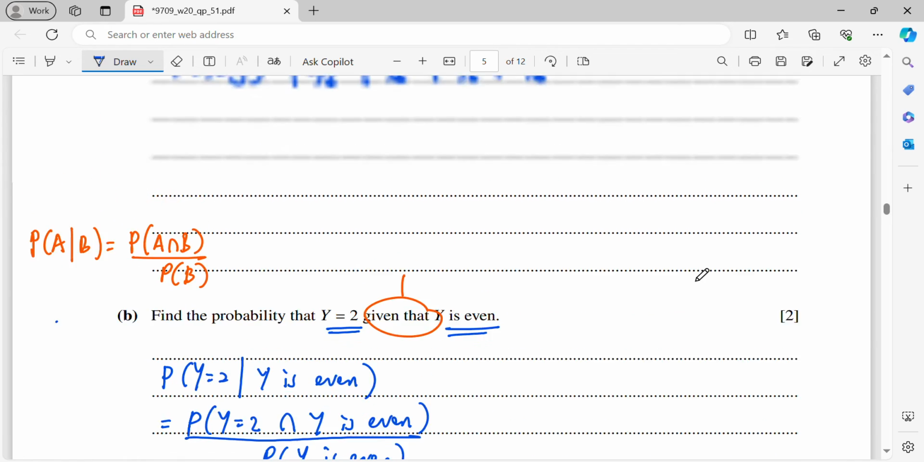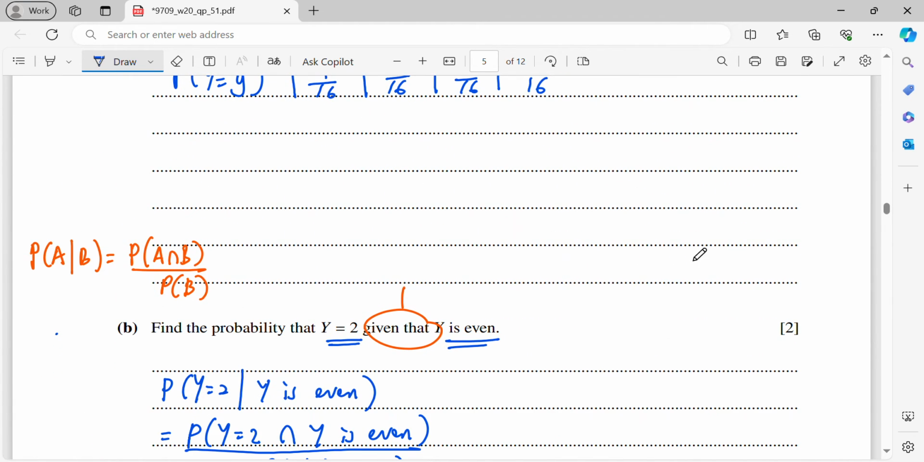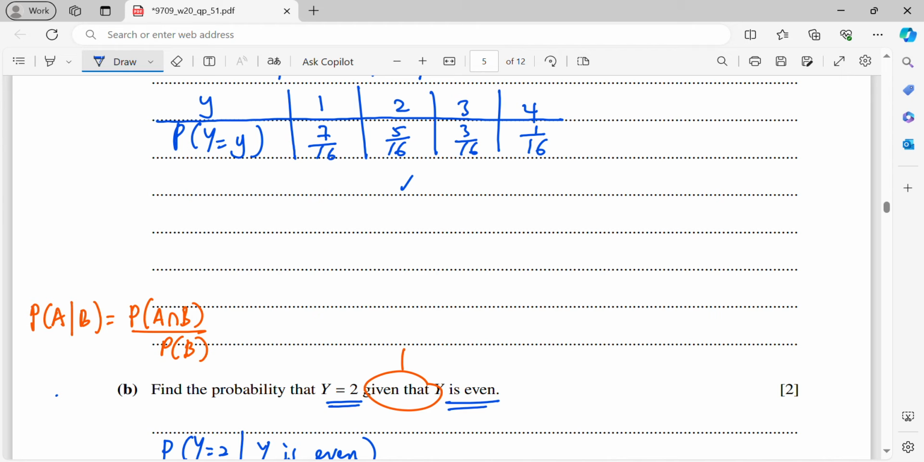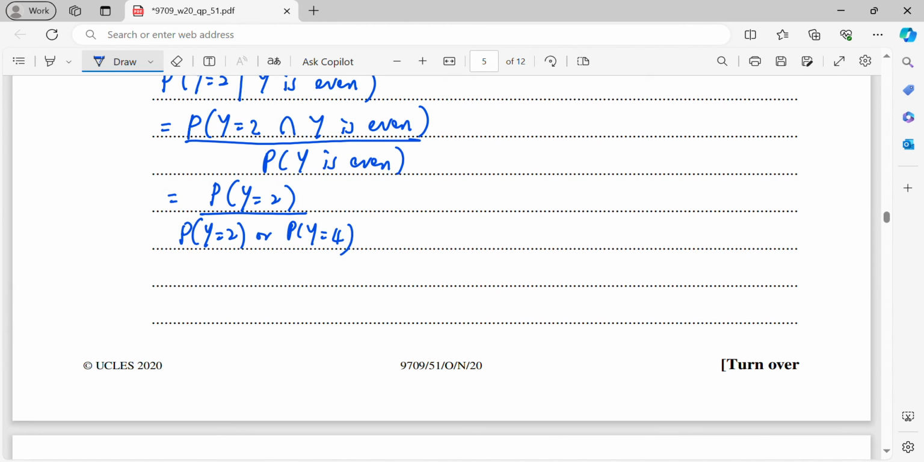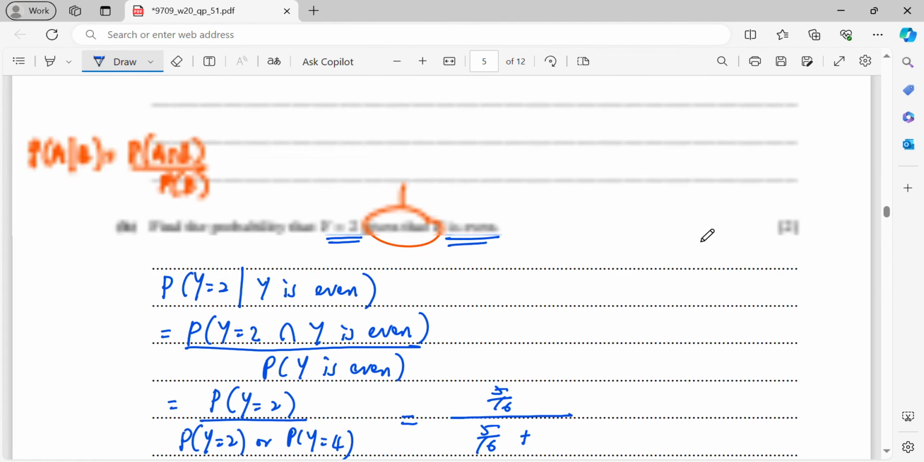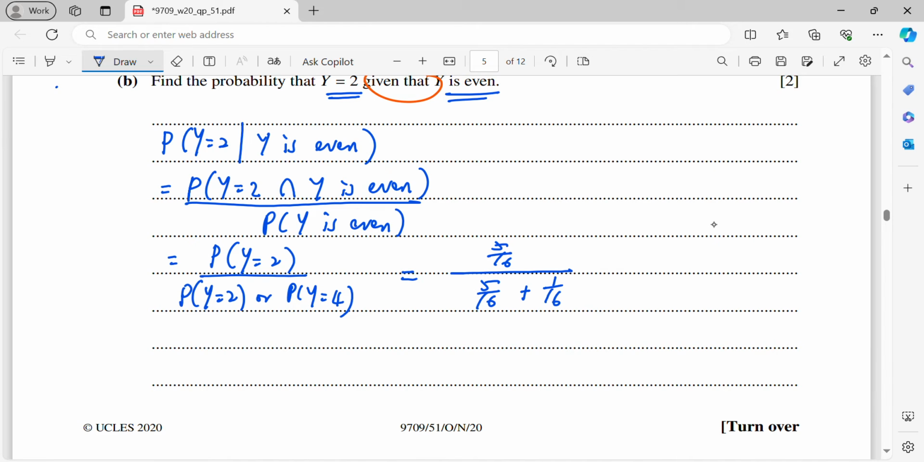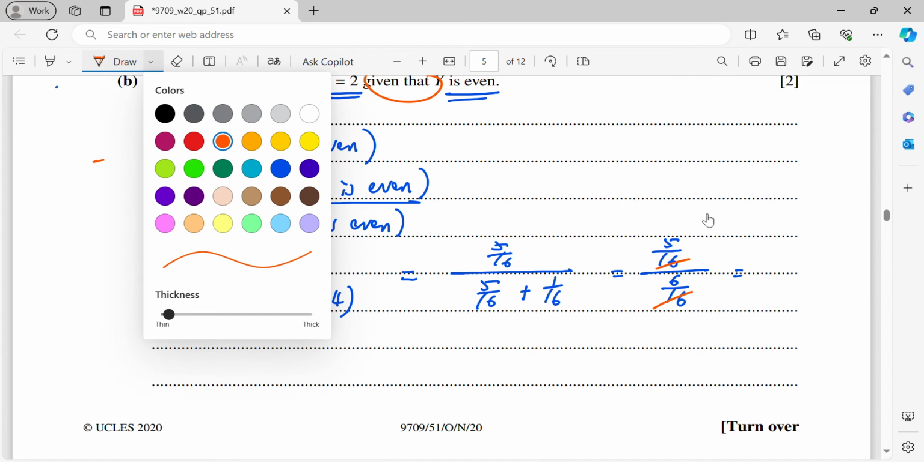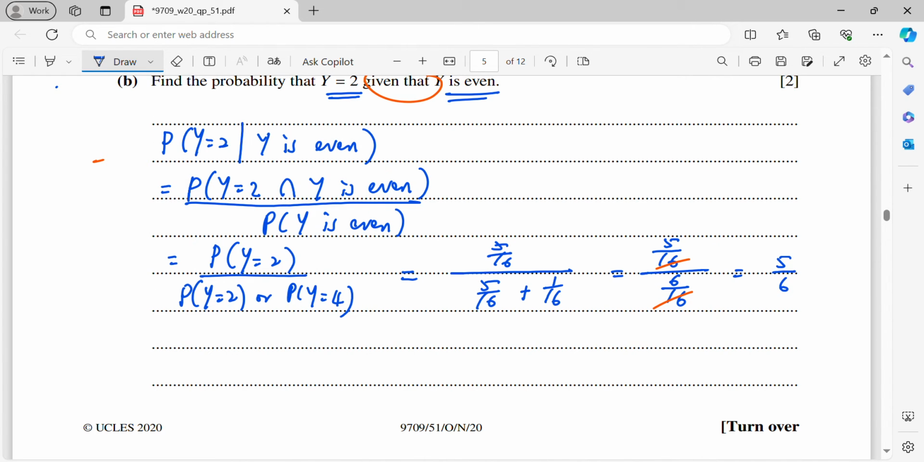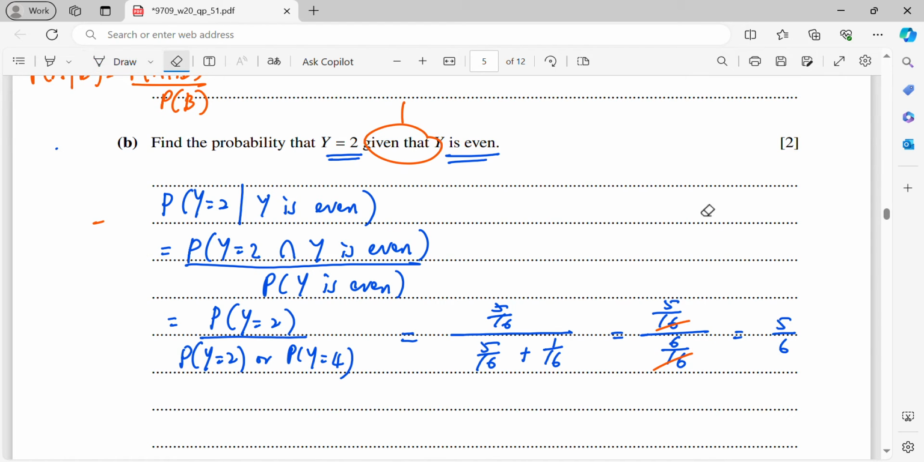Right? So now when P(y = 2), let's check here. That is 5 over 16. So here I will just write this is 5 over 16, over 5 over 16, all is plus P(y = 4). Y equals 4 is 1 over 16. So from here I'll get 5 over 16 divided by 6 over 16. Therefore, the 16 can be cancelled off. So at last, I'm getting 5 over 6. So that's the solution for part B.